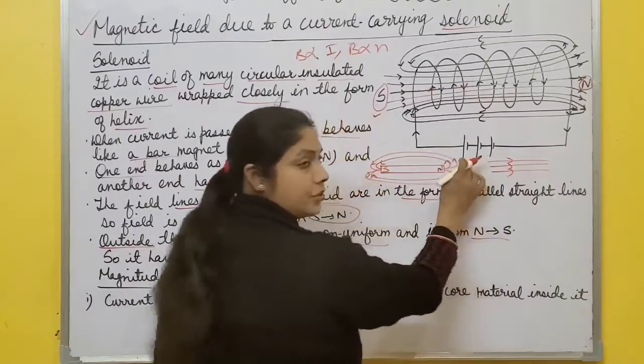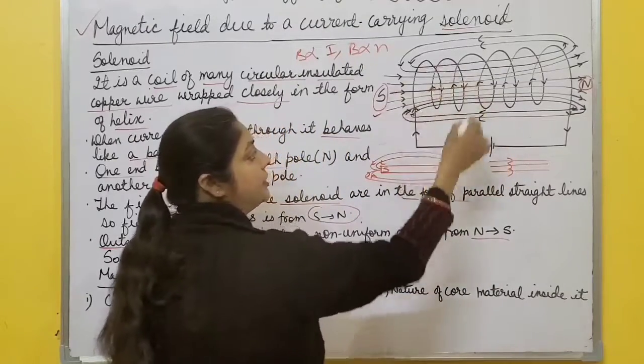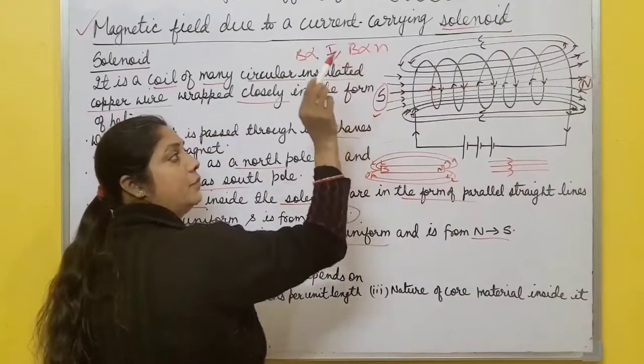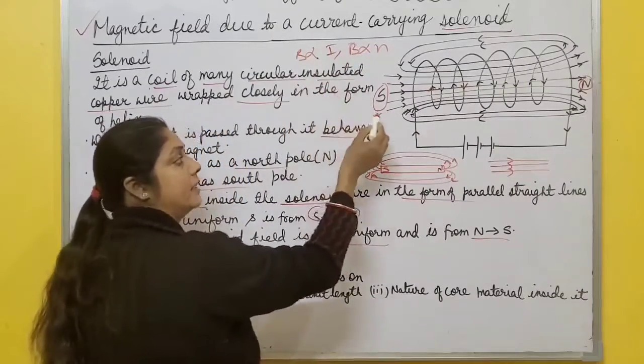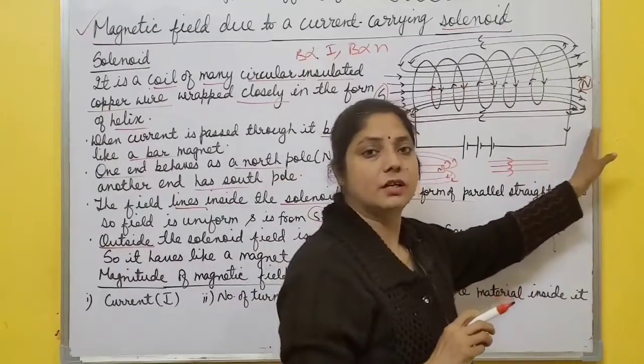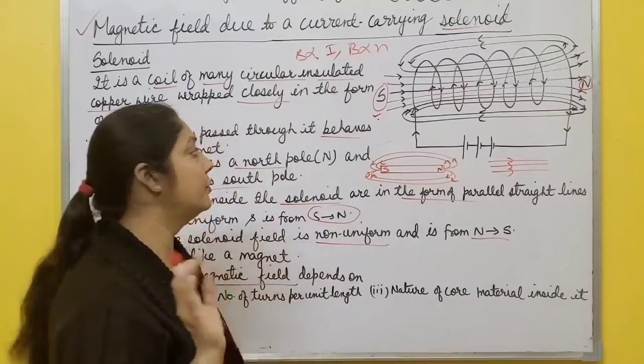If you reverse the direction of current, if you change the positive terminal and negative terminal, then the current flows in this solenoid in anti-clockwise direction. So from this side, if current is flowing in anti-clockwise direction, this end of the solenoid behaves as a north pole, and this end behaves as a south pole. In this way, you can easily find north pole and south pole with the help of clock rule.